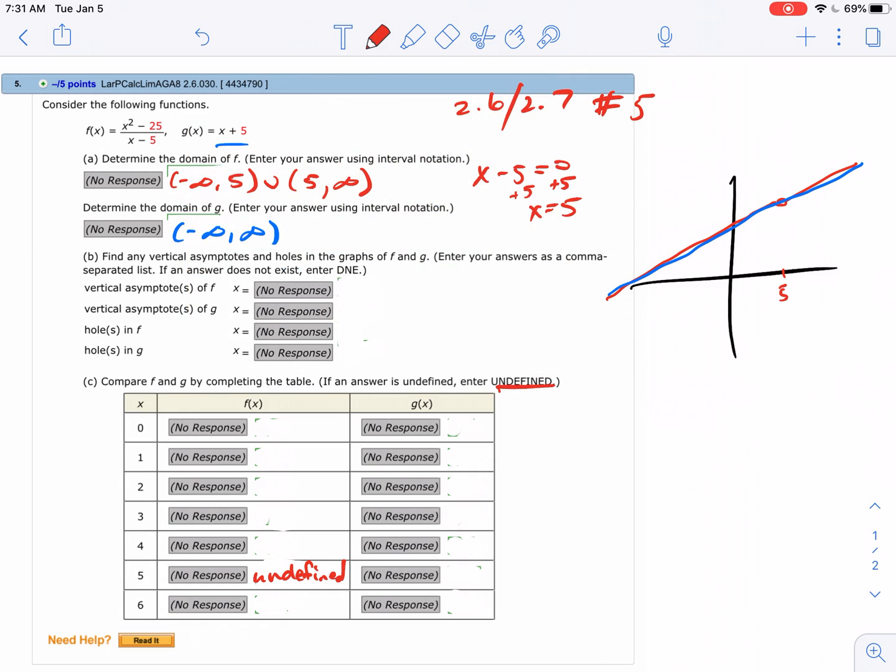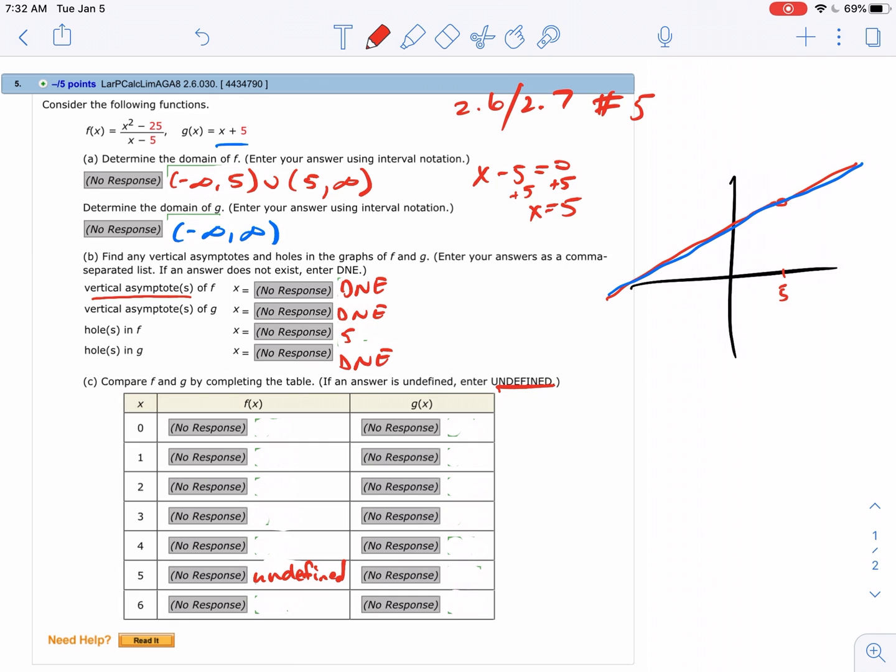All right, so are there any vertical asymptotes of f? When we look at this graph, no, it behaved like a linear. So DNE, there's no vertical asymptote. G, the linear, certainly there would be no vertical asymptote there. Are there holes in any of them? Yes, there was a hole at 5 in function f. And then in g, no, there isn't a hole. So that for me was also a DNE. So for my problems, these are the answers.